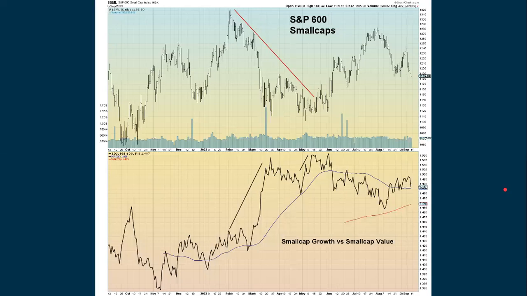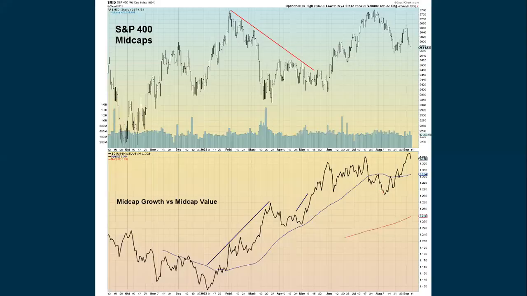They're an important part of the market, and they've really been suffering a lot lately. But still, when we compare small cap growth to small cap value, we're still in a longer term uptrend, even though we've been going sideways to slightly down since about the early part of spring.